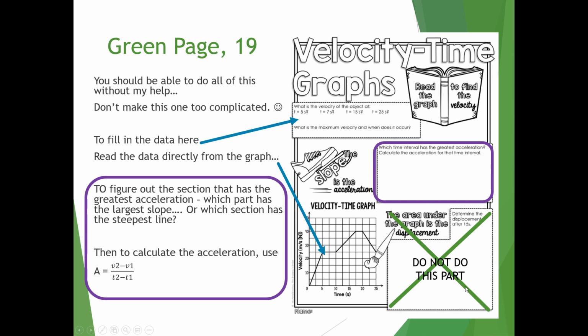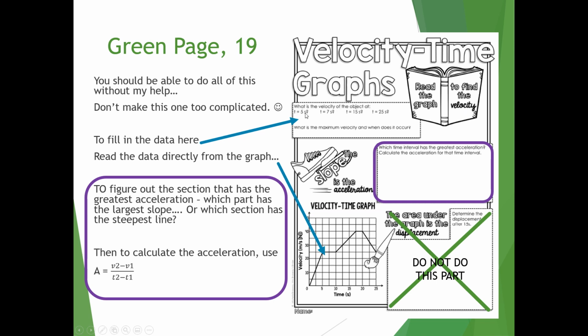So first of all, I want to note this area that's down here that's got this big green X through it. We're not going to do that part. We're not doing areas under the curve, not needed in this section. So the top part here says read the graph to find the velocity.